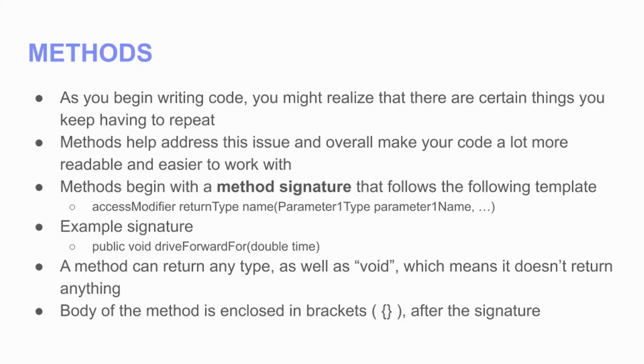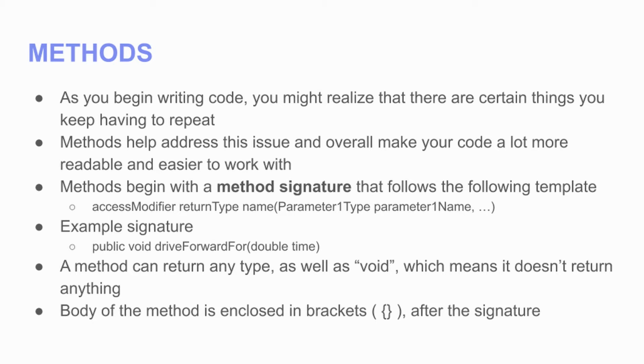And here's an example, it makes it a lot more clear. A public void driveForwardFor and then double time. Presumably inside your code then, you can use this variable time, which you'll pass in when you call the method. I'll show you how to call methods as well. This method could then be used to put code in there that would drive your robot forward for a certain amount of time and then stop it. And then you can just reuse that every time you want to do this.